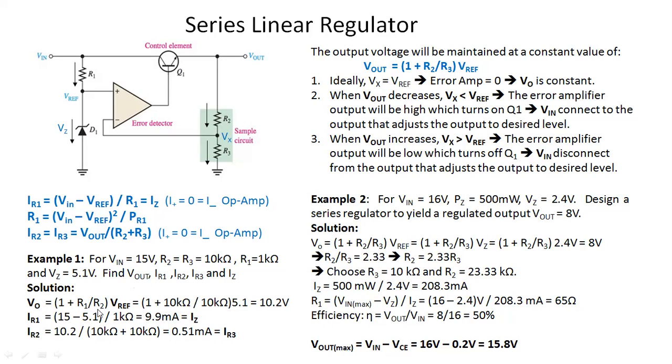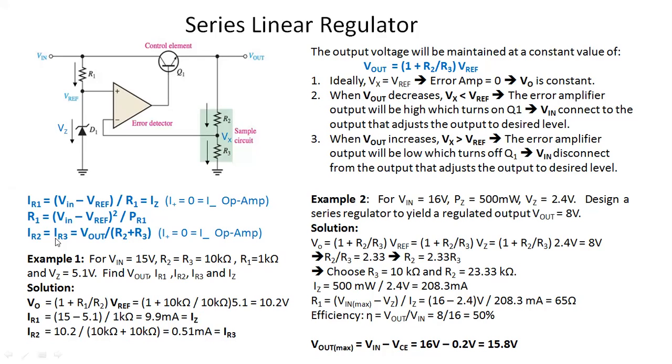So you can take here 1 plus R2 value. We have R2 value as 10 kilo ohm, R3 as 10 kilo ohm. So 1 plus 1 will be 2, into the value of VREF, that will be VZ, 5.1 volt. So 2 into 5.1, you will get 10.2 volt for the output voltage.